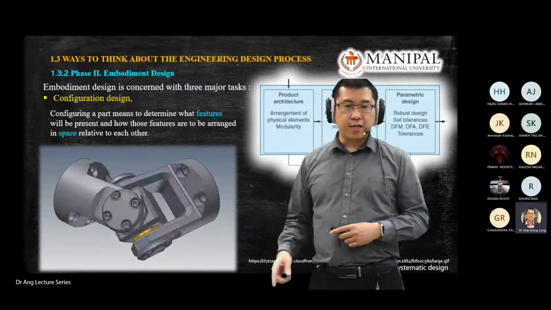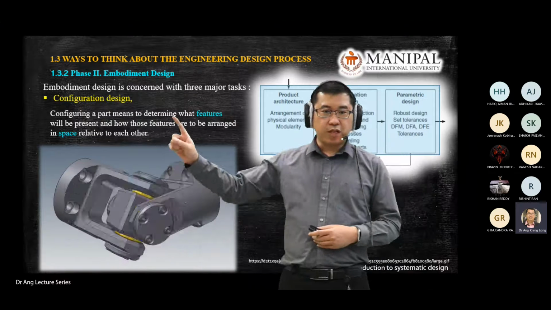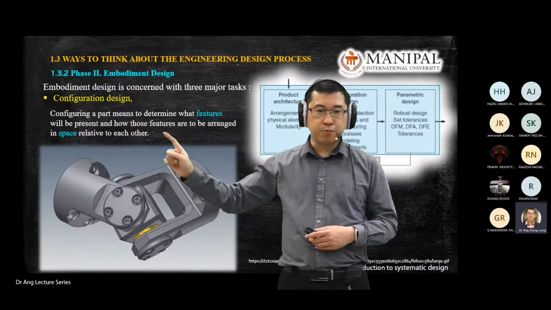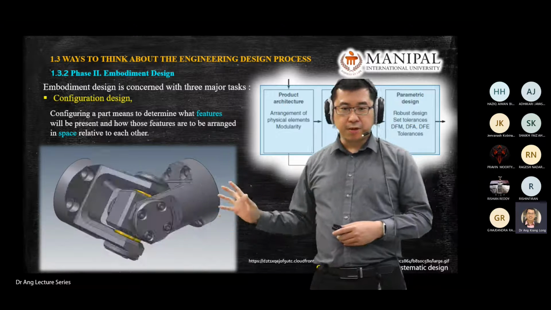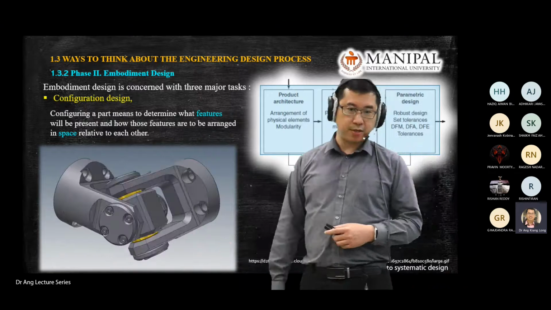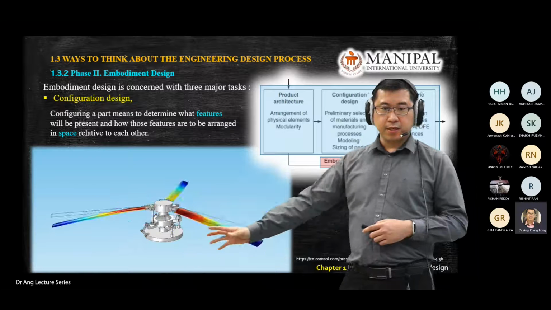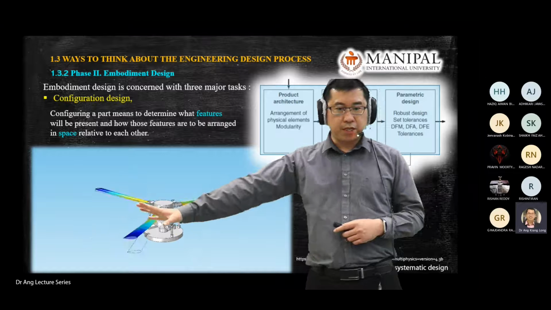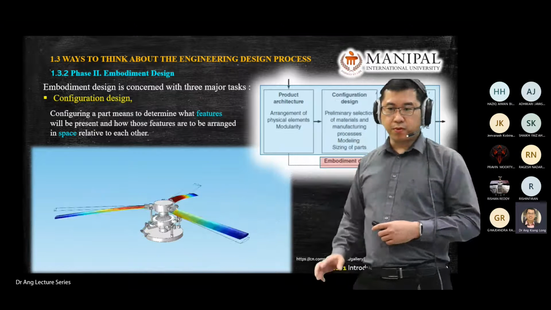Next, you will look at configuration design. Configuration means to determine the features that link the parts together, whether there is sufficient space related to each other or not. I give you an example of a robot arm linkage. You will do this kind of analysis next semester. One example of configuration design is that you run some simulation to make sure that the parts don't break when they rotate.